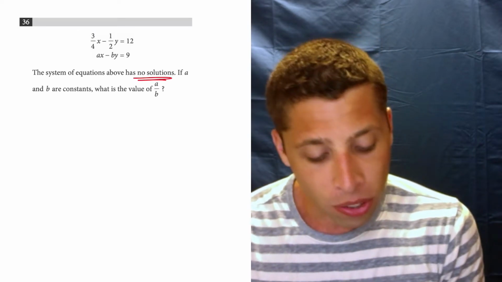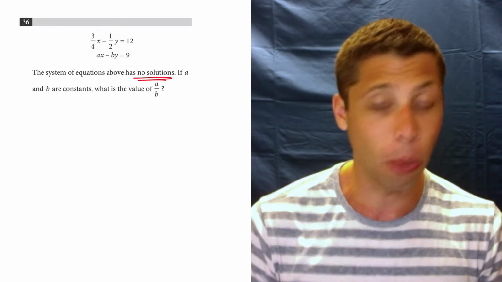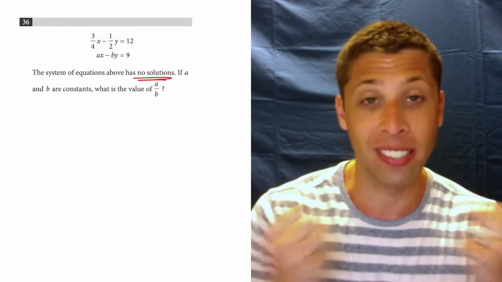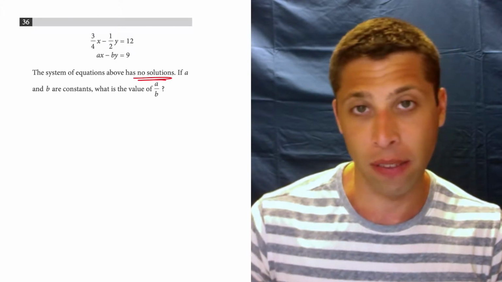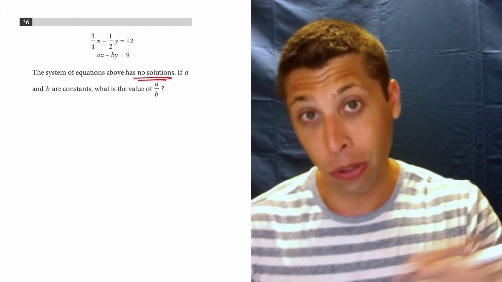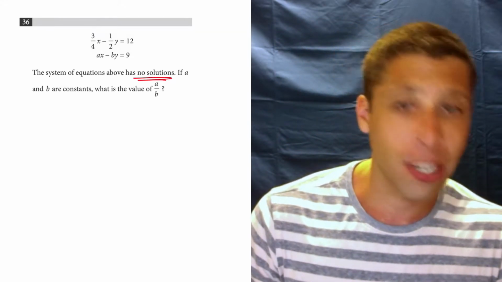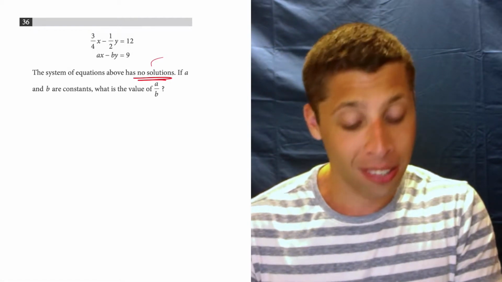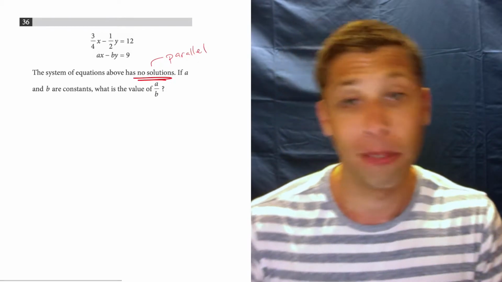And that is recognizing that that phrase, no solutions, is really important. It is not a throwaway kind of term. It is an essential part of the question. So what does it mean for a system of equations to have no solutions? Well, a solution is a point of intersection. So if they don't have any points of intersection, when does that happen? Well, with lines, it only happens when the lines are parallel.